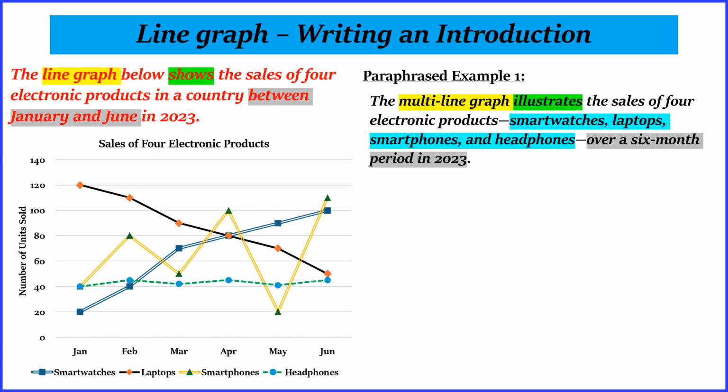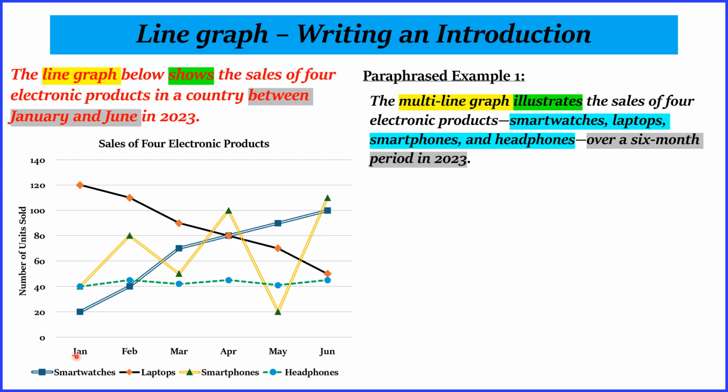Line graph is replaced with multi-line graph. Shows is replaced with illustrates. The names of the 4 products are added for clarity. Between January and June is replaced with over a 6-month period. You can also see that the word below in the question is omitted because there is no graph positioned below the response. So, including the word below doesn't make sense.